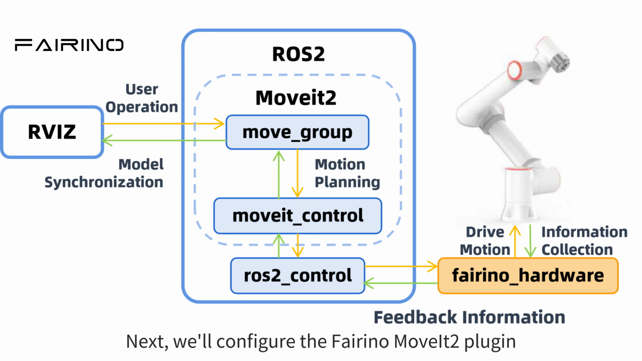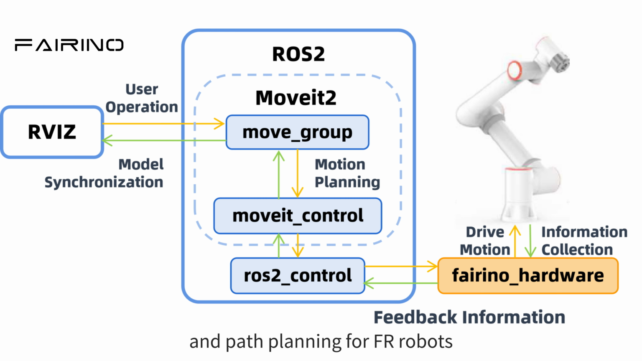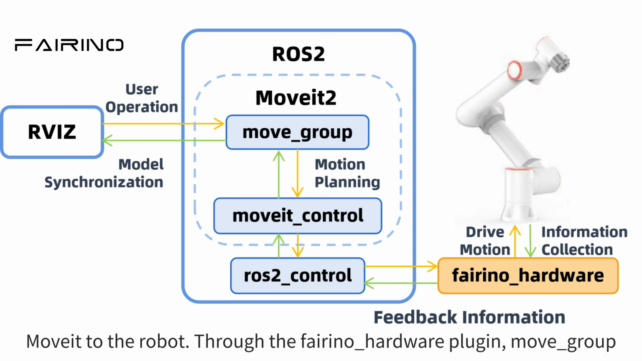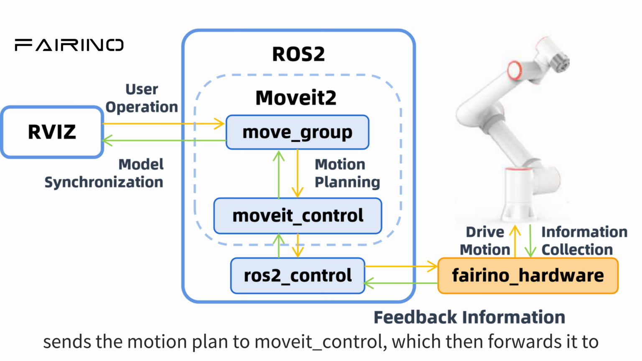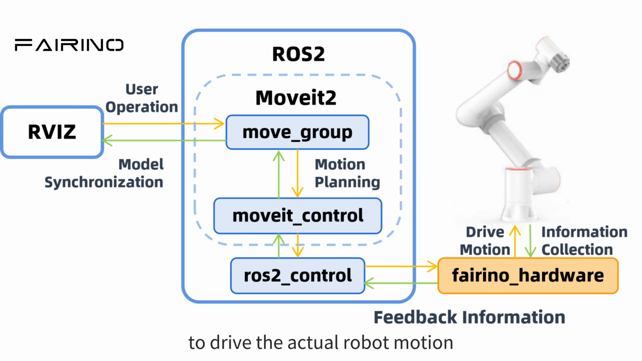Next, we'll configure the FAIRINO MoveIt 2 plugin. This is a plugin that supports motion control and path planning for FR robots. The FAIRINO_hardware plugin serves as the middleware layer connecting MoveIt 2 to the robot. Through the FAIRINO_hardware plugin, move_group sends the motion plan to MoveIt_control, which then forwards it to ROS_control. ROS_control then uses the FAIRINO_hardware plugin to drive the actual robot motion.